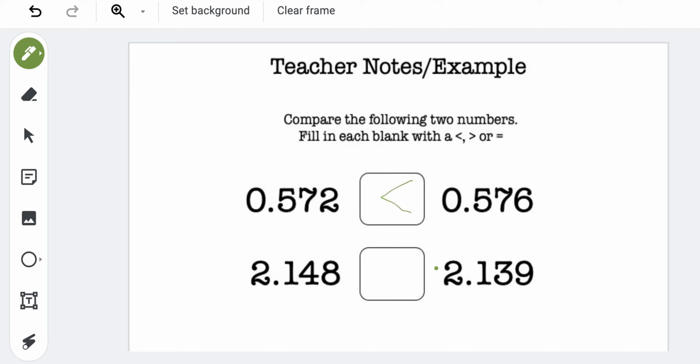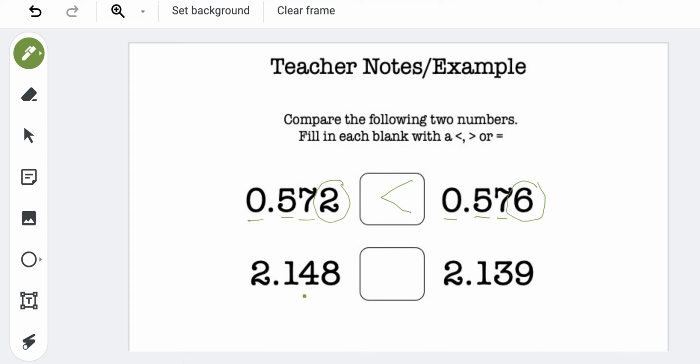But if we didn't know that, what we could do is compare each place value. So for example, notice we have a 0 and a 0 in the ones place. Well, they're the same. Well, we have a 5 and a 5 in the tenths place. They're the same. We have a 7 and a 7 in the hundredths place. They're the same. But once we get to the thousandths place, notice we have a 2 and we have a 6. And because 6 is greater than 2, this decimal is going to be greater than this decimal.